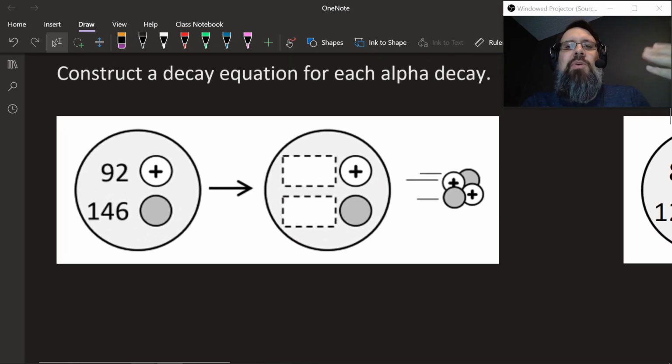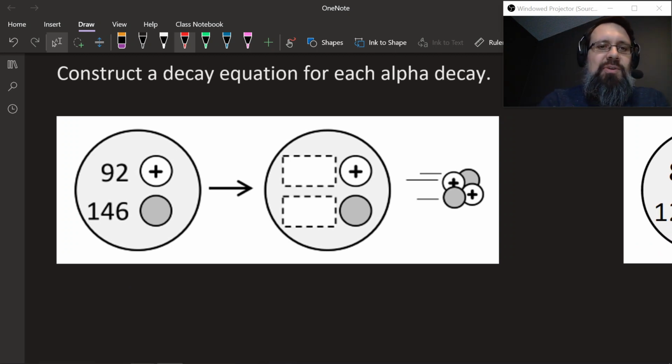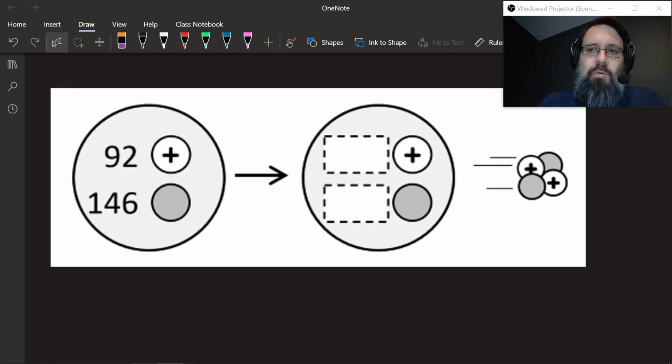What we want to do now is try to construct what we call a decay equation for these alpha decays shown in this picture here. So let's figure out what element this is. It has 92 protons.